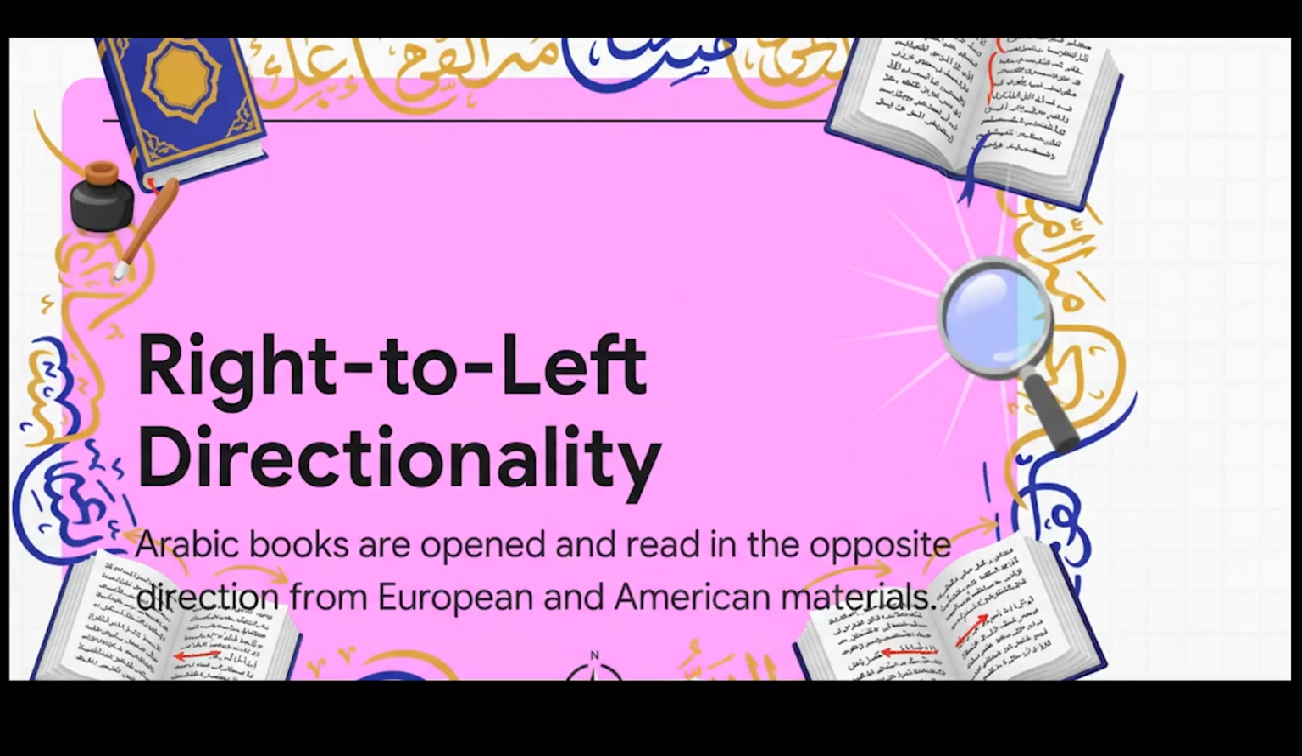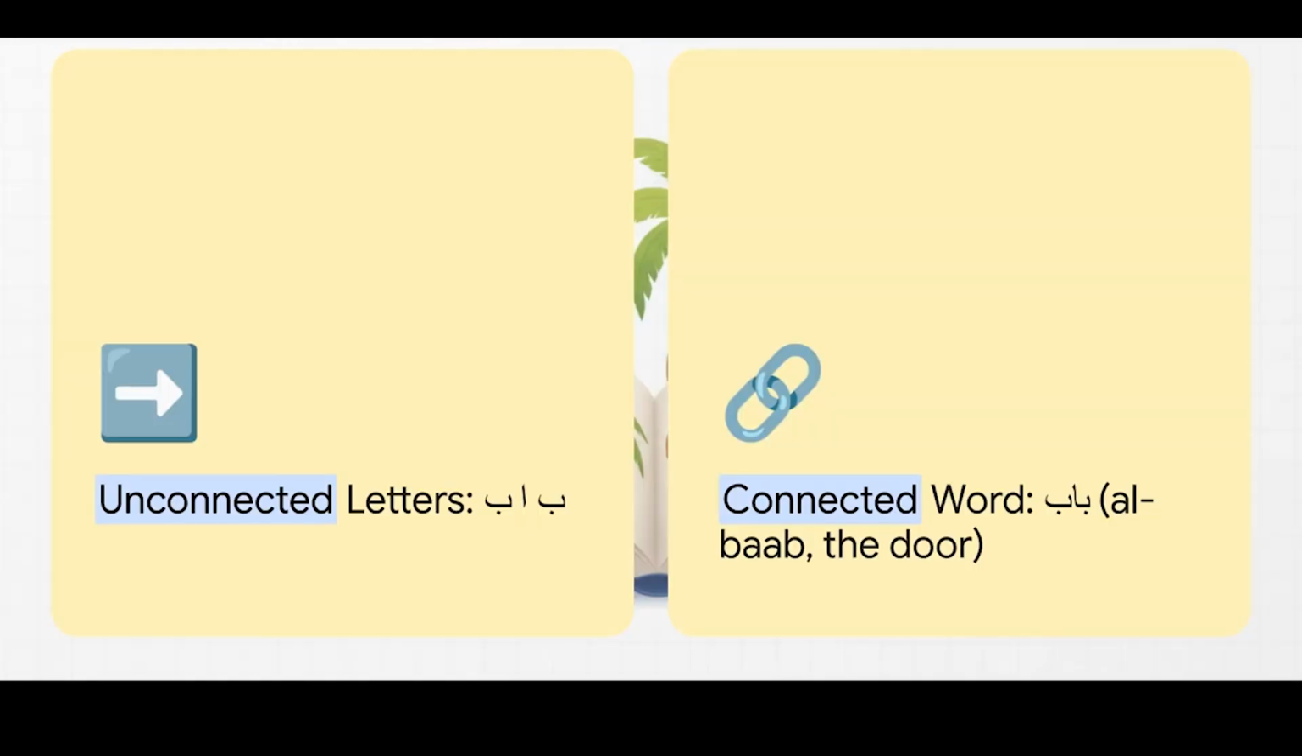Okay, so that right to left thing, it's not just about the lines of text. An entire Arabic book or newspaper is opened from what an English speaker would think of as the back. You literally open the cover from the left side and read towards the right. It feels a little weird for the first day or two, but you'd be amazed how fast your brain adapts. Next up, connectivity. In printed English, our letters just sit next to each other, right?